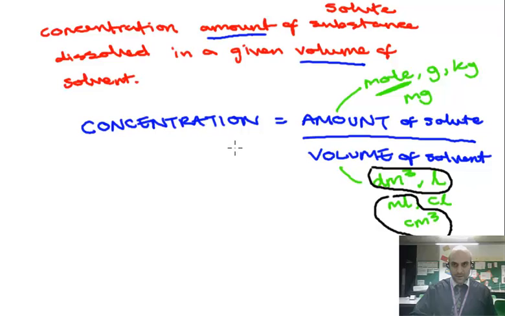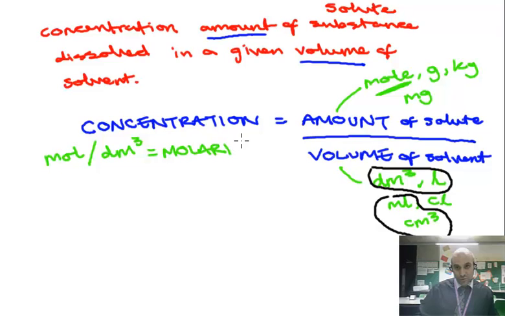So what units can you have for concentration? The standard one is the mole per decimeter cubed, and we call this molarity. It's a very, very useful one. If your amount is in moles and your volume is in decimeters cubed or liters, you have mole per decimeter cubed, which is the molarity of the solution. But you can have others, such as milligrams per milliliter or grams per liter. You can have a whole load of them, and they will all be useful units for concentration.